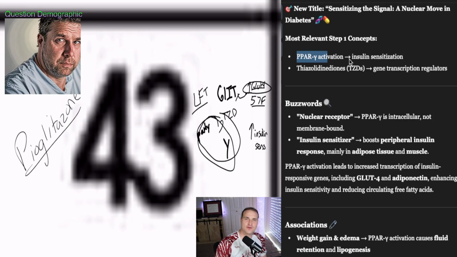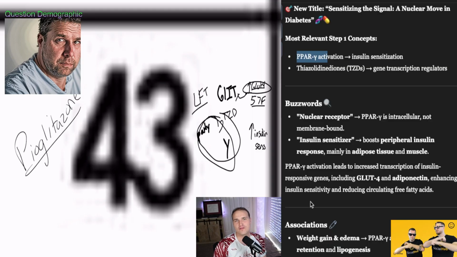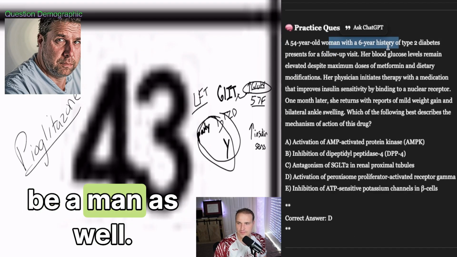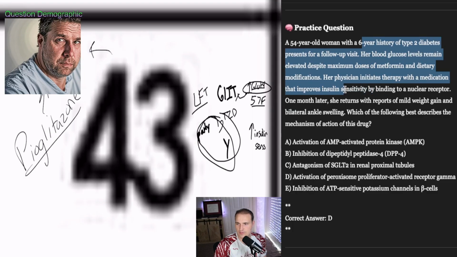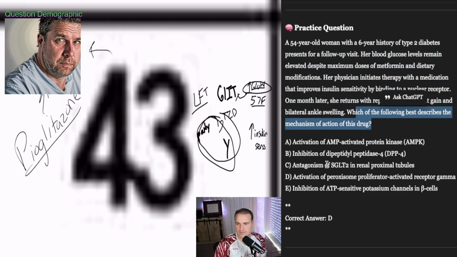All right, let's talk about PPAR-gamma, the party. For those of you who have gone to parties, I've never gone to a party before, but I hear they're fun. We have a 54-year-old woman, could be a man as well. Six-year history of type 2 diabetes, follow-up visit. Blood glucose remains elevated despite maximum doses of metformin, and we're now going to try a medication that improves insulin sensitivity by binding to a nuclear receptor. One month later, mild weight gain. Which drug and mechanism of action?